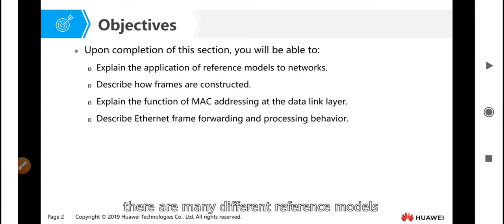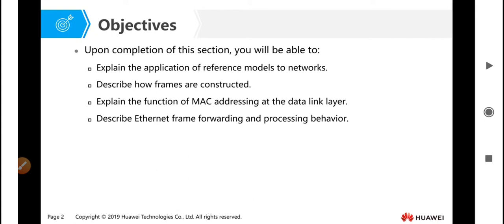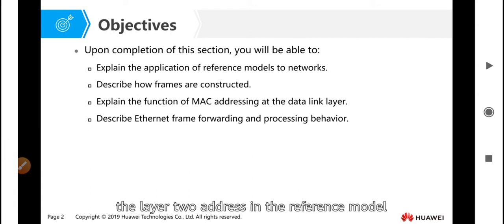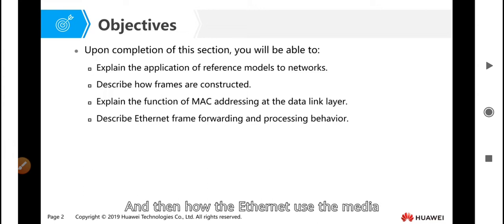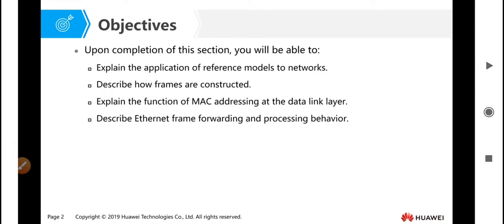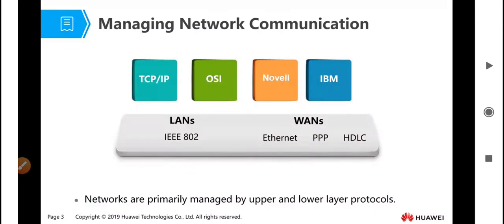There are many different reference models, and we will discuss some of them. And then we will discuss the Ethernet frame, the format of the Ethernet frame, and then explain the MAC addressing, the layer 2 address in the reference model, and then how Ethernet accesses the media, to share the media between different computers. First, about the reference models.